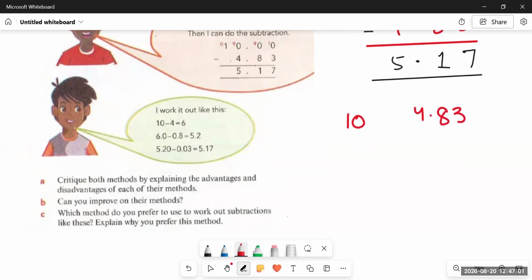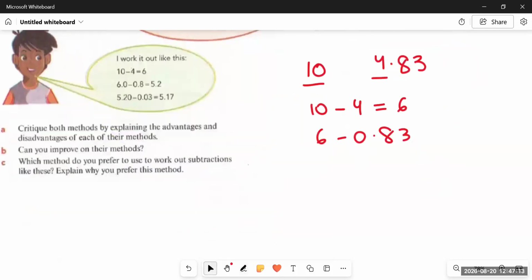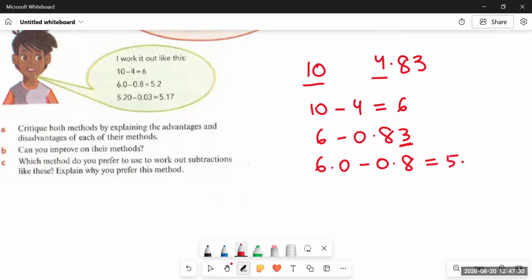So first he subtracted the whole numbers. 10 minus 4, he got 6. Now we are left with 6 minus 0.83. Okay, so in the next step, he just took 6 and 0.8 and subtracted them. So 6.0 minus 0.8, leaving 0.03. Okay, you're not taking this one, only 0.8. So it's just like 60 minus 8, and that's 52. So we can say it is 5.2.